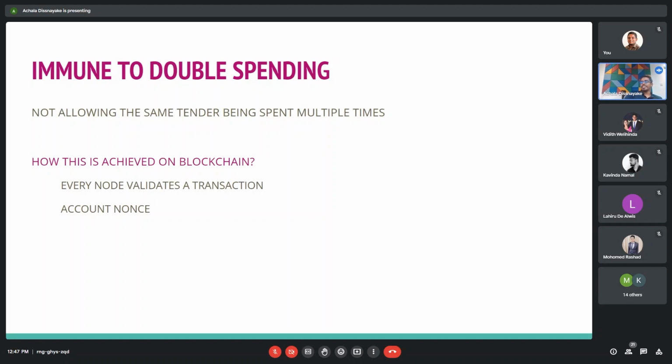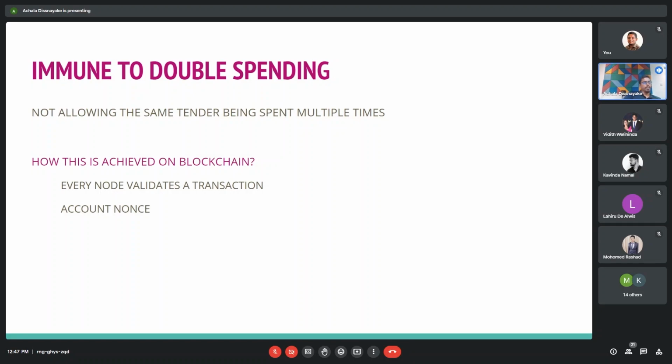So how is this achieved on the blockchain? Every node validates a transaction. So far I only talked about how the transaction records are stored. Something I missed is that this is a distributed system. There are multiple nodes participating, and this ledger is replicated in each and every node.